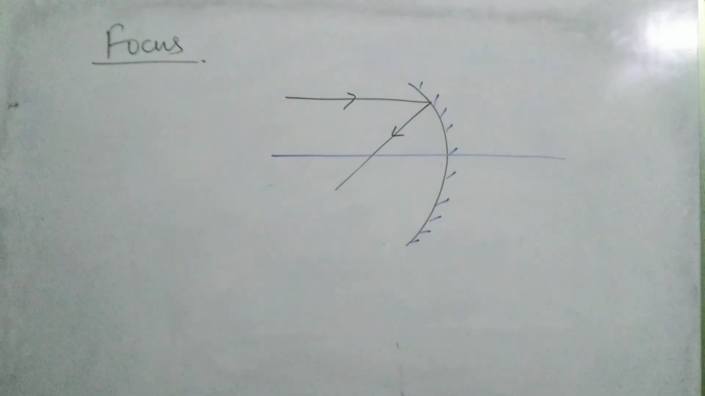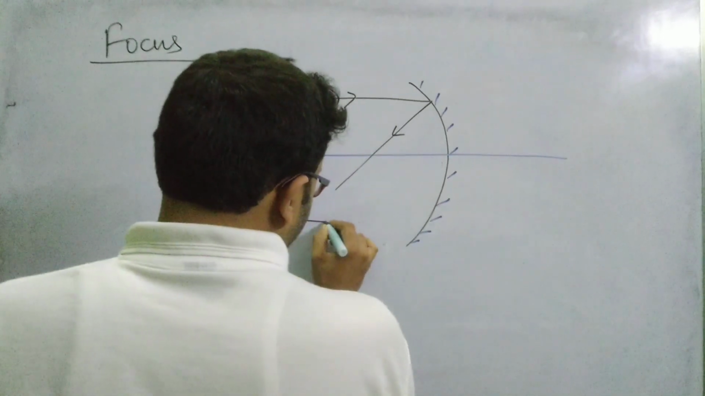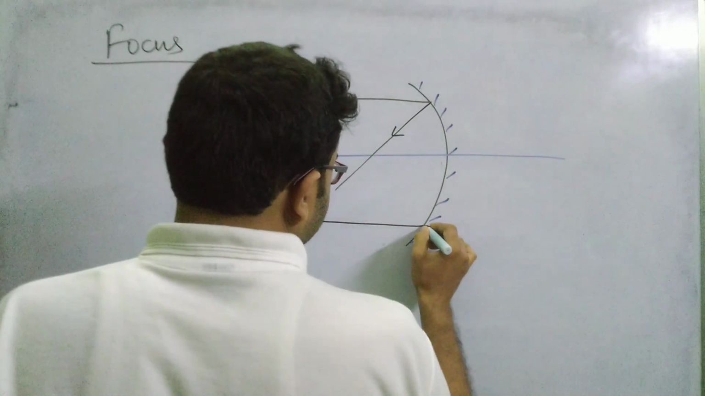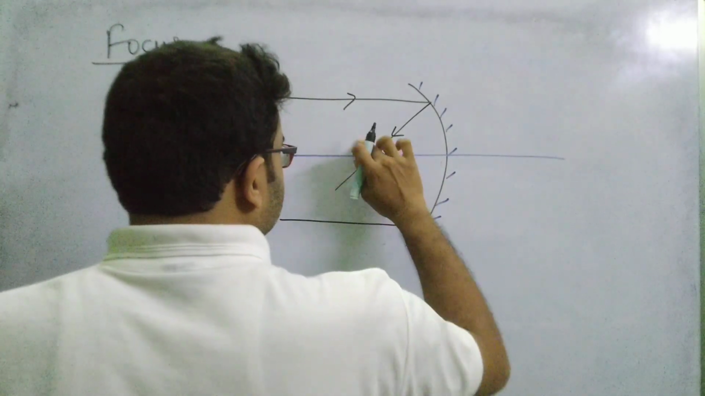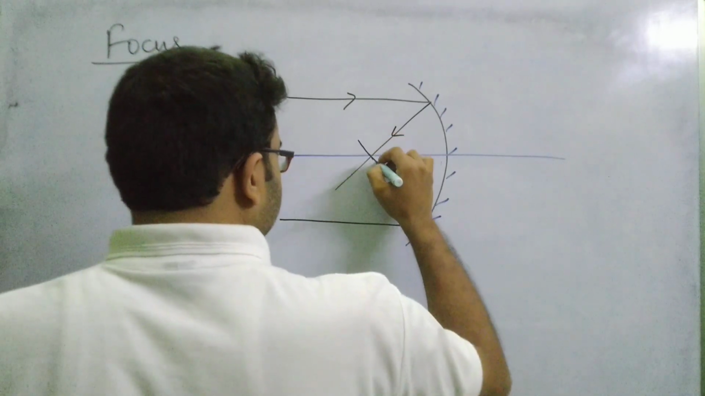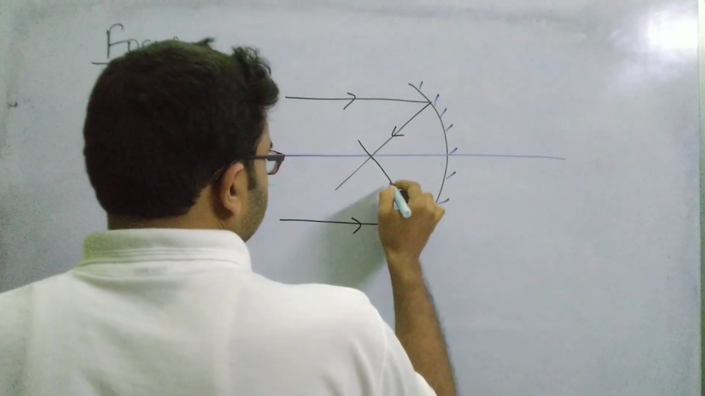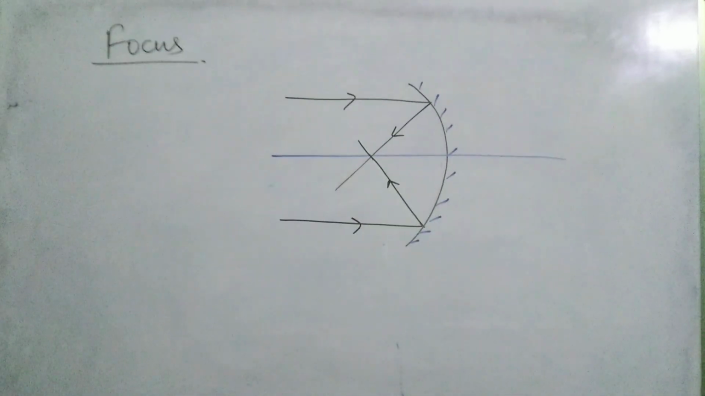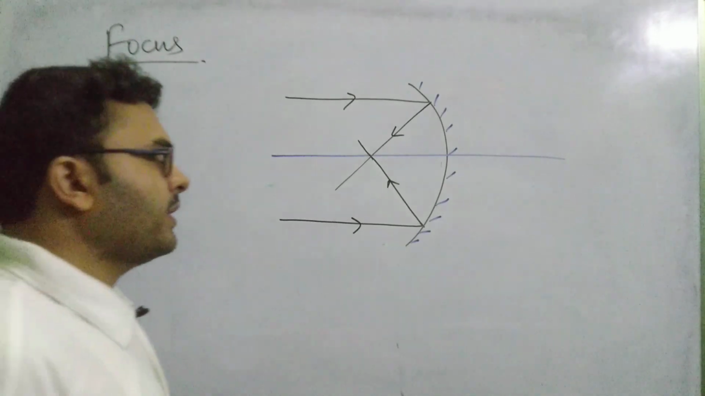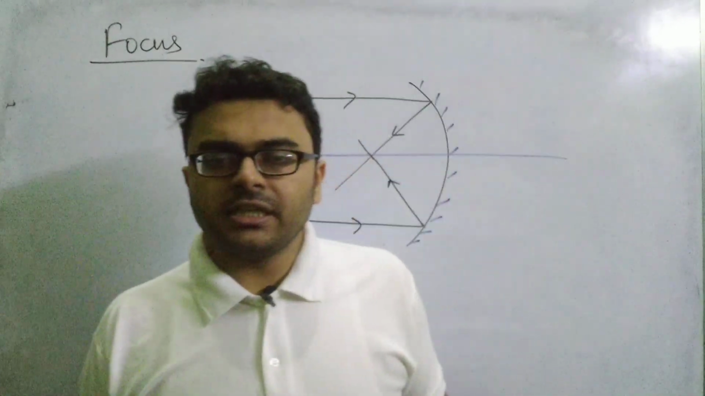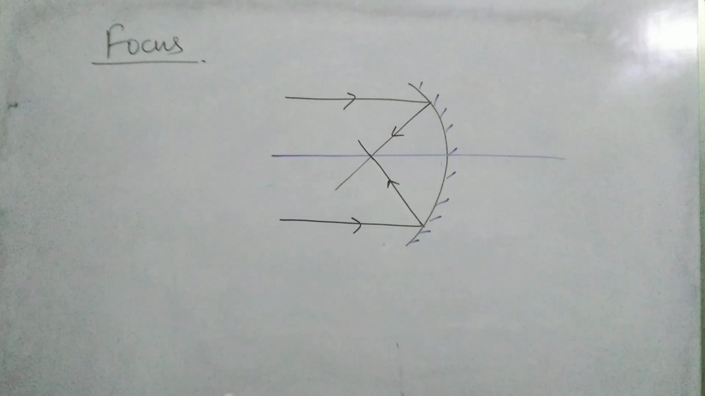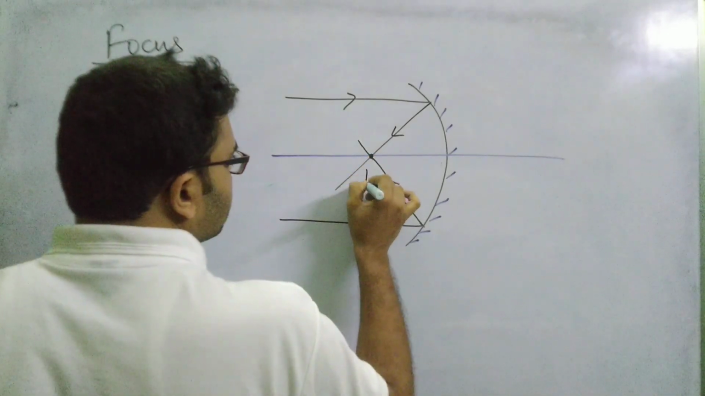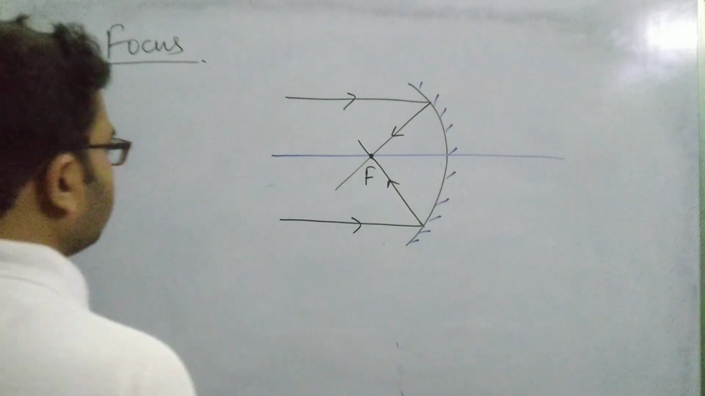Likewise, if I consider another light ray coming parallel to the principal axis from infinite distance, it will also cross the principal axis through the same point through which the previous ray has passed, something like this. So if you consider the two rays, you can see that the two rays which were coming parallel to the principal axis, after reflecting from the mirror, pass through a point on the principal axis. Now, this particular point is called the focus for a concave mirror.